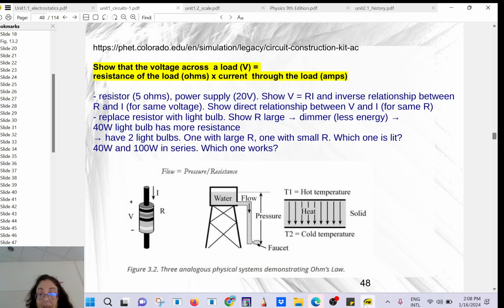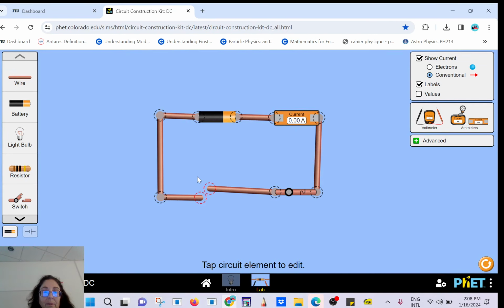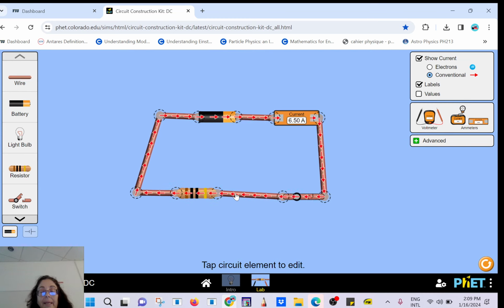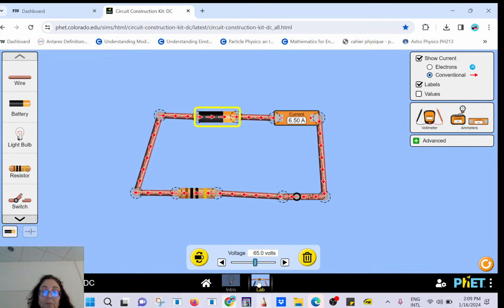Okay, so let's take a circuit here. Here I have a load. I'm going to remove that load. I'm going to have what we call here a resistor. A resistor has a resistance. And you see here it says 10 ohms. So for the current here, I'm going to take a maximum voltage of 120 volt.